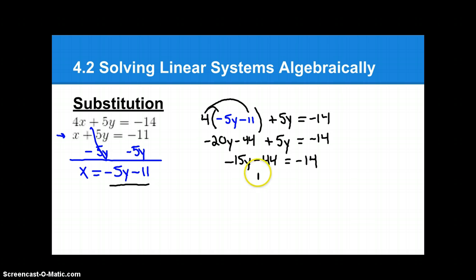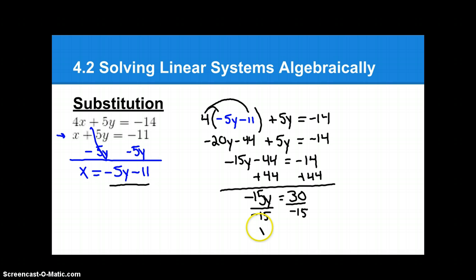From here, add 44 to both sides. Negative 15y is equal to 30. Divide both sides by negative 15. We get y is equal to negative 2. Okay. So now we have one of our variables. We need to find the other one.